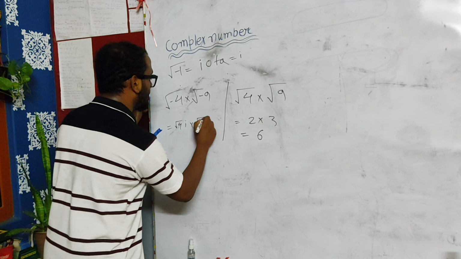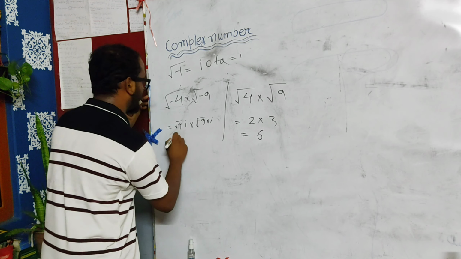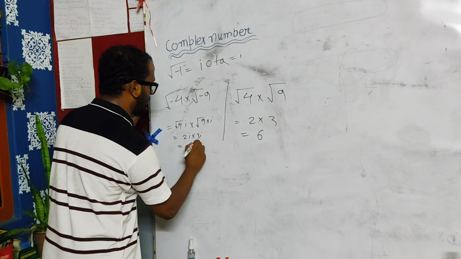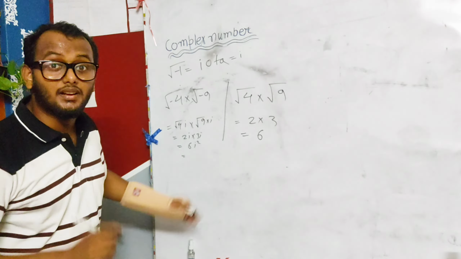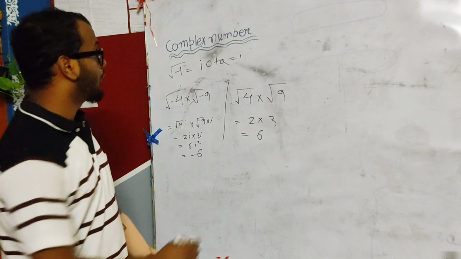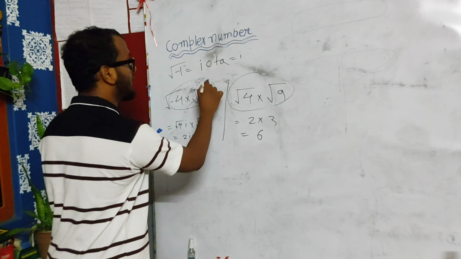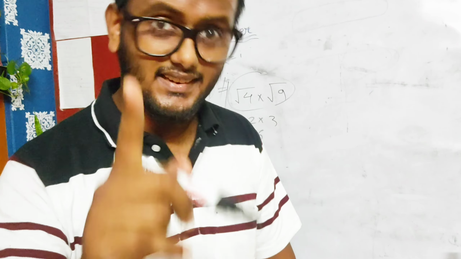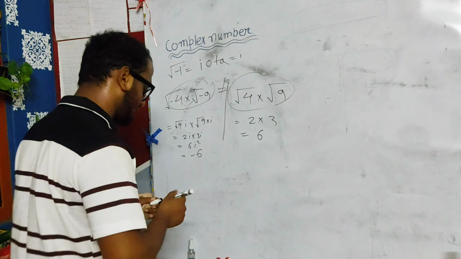Next. And what is the value of i square? Minus 1. That means minus 6. Therefore, this one and this one is not equal. Understood? Are you getting my point? Yes? Okay. Next one.